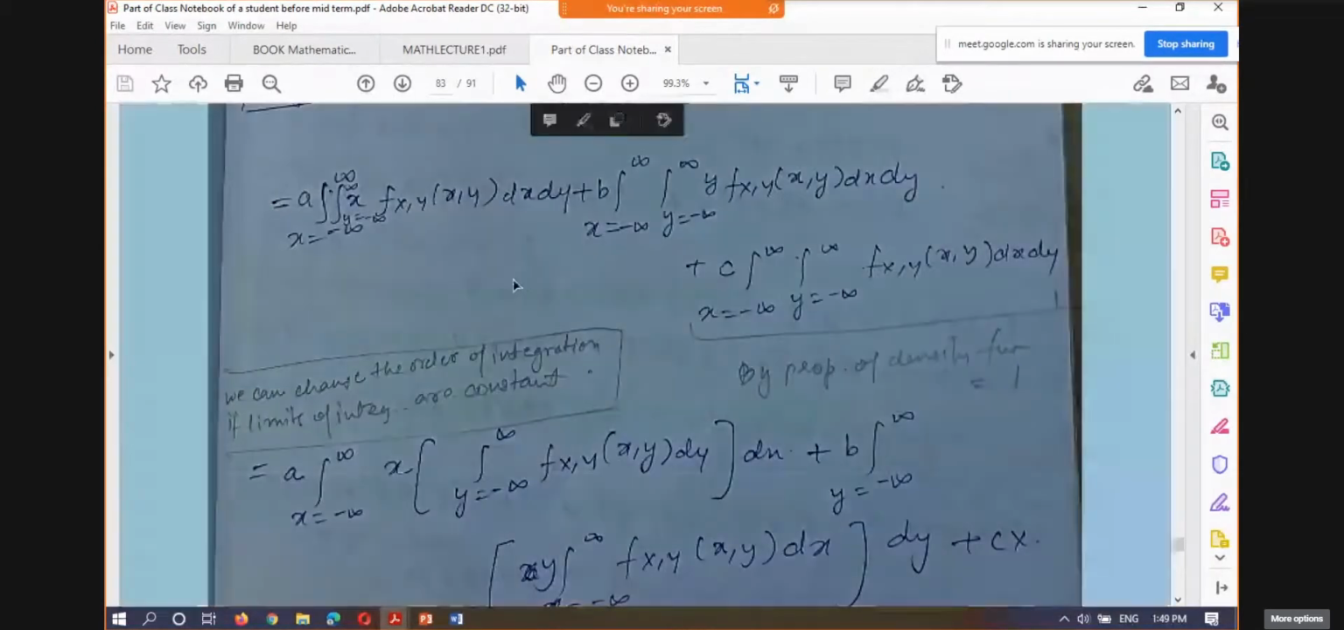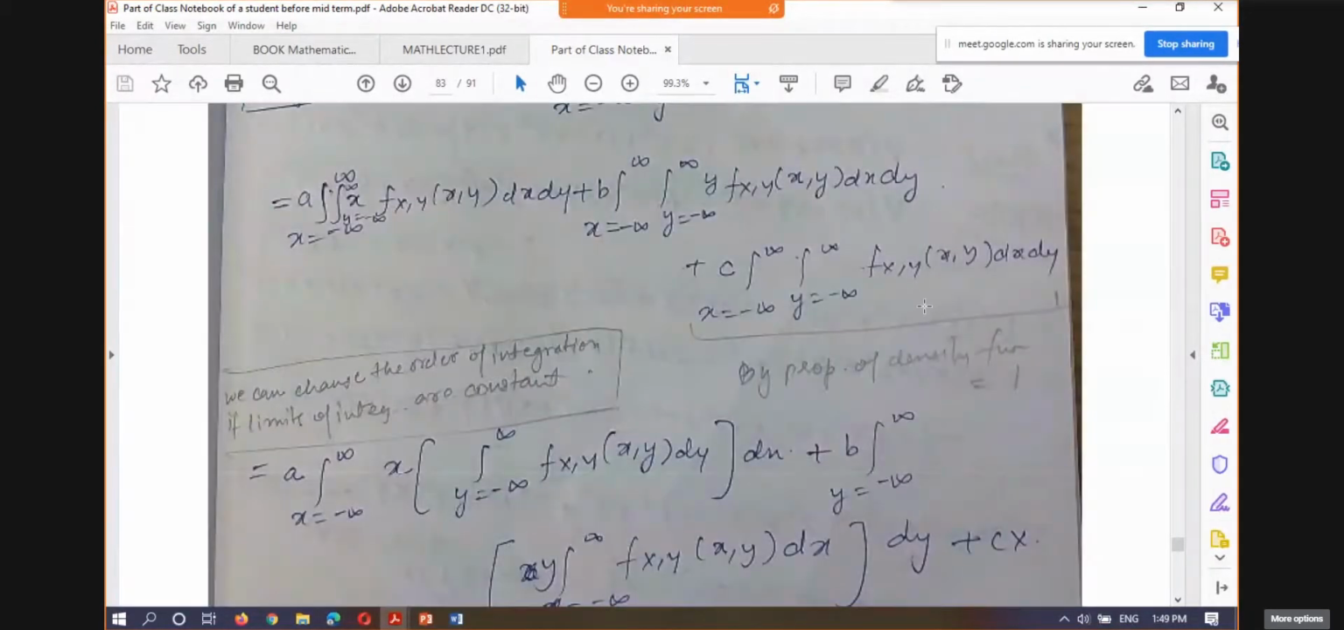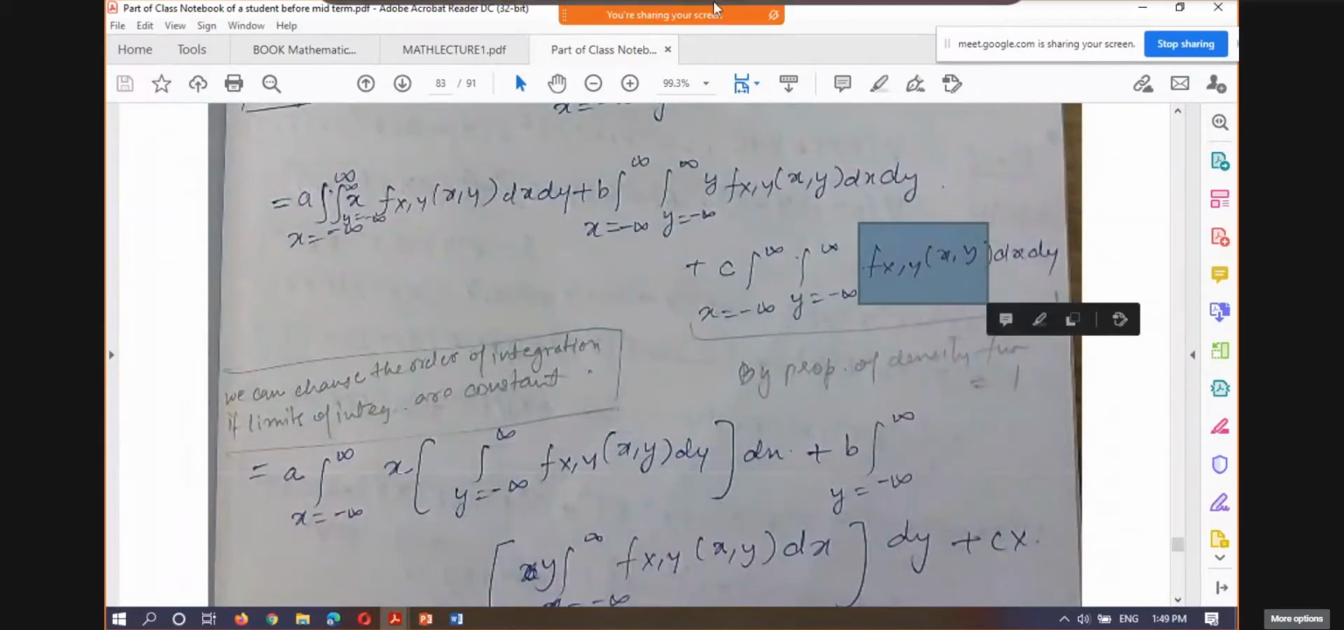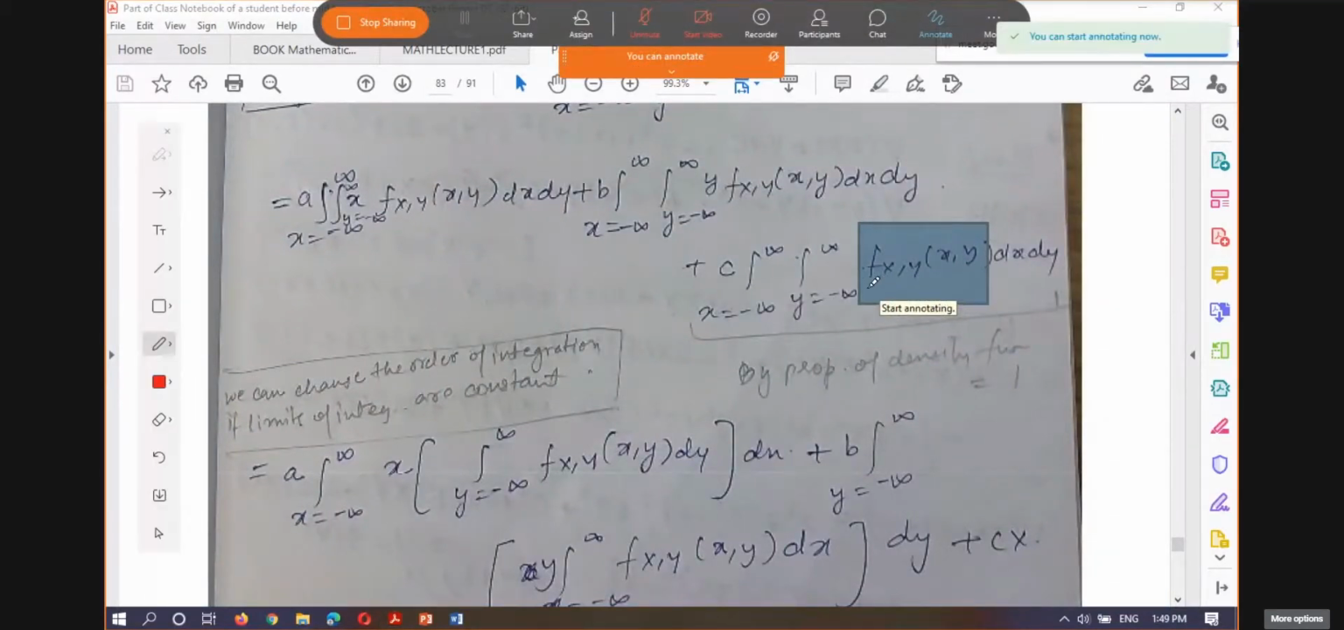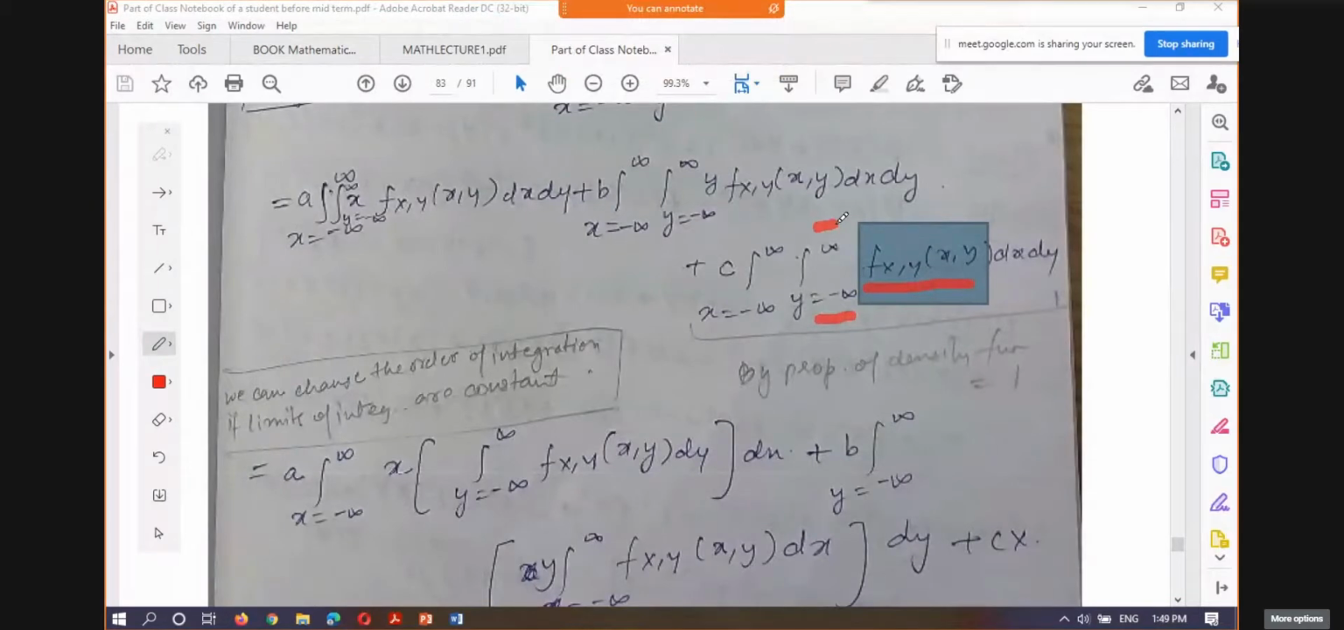Now in the above case, you can see what the value of this one is. Here it is the joint density function of the two random variables x and y, and you are integrating this joint density function with respect to the whole domain. It is a property of the joint density function that if you integrate it over the whole domain, its value is equal to 1. So this should be equal to 1 by the property of the joint density function. Okay. Now we come to this one.